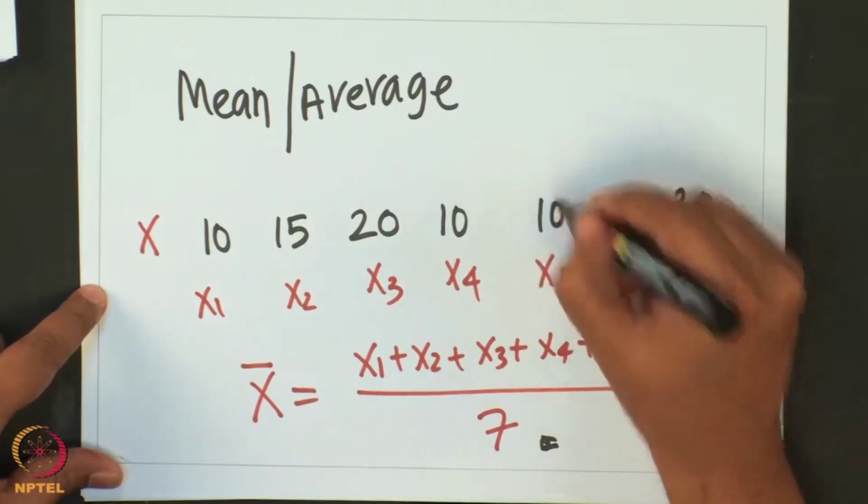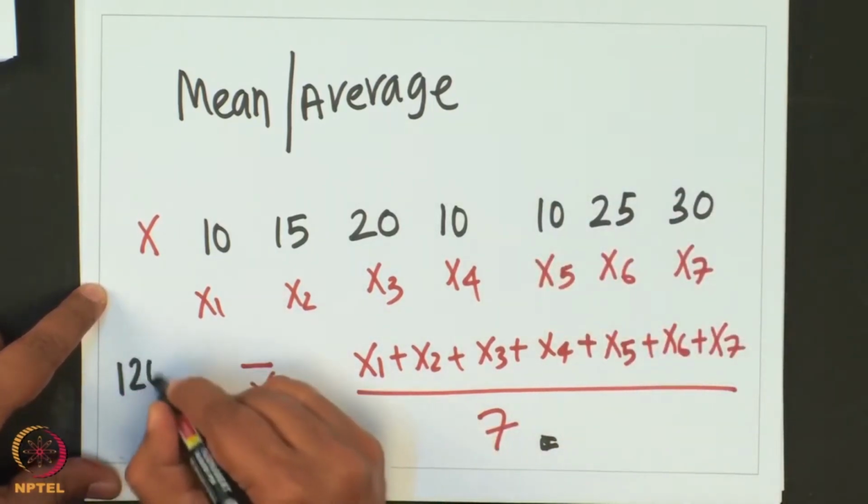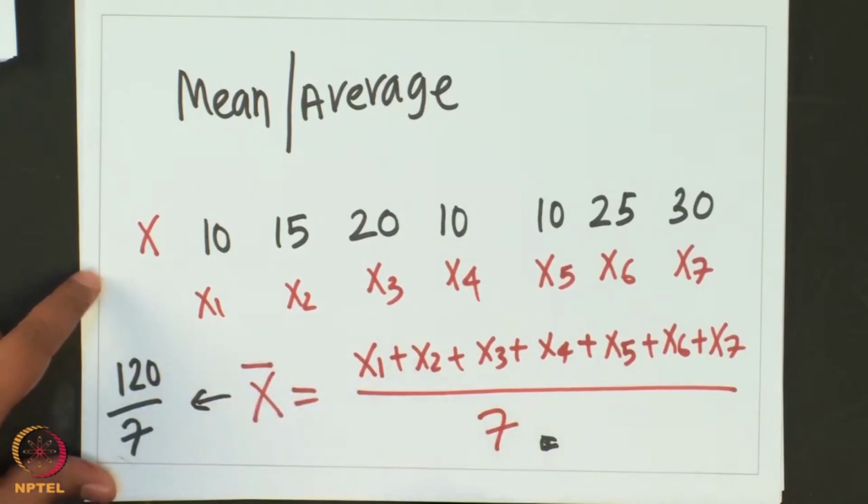So if I do this for these numbers, I would get 120 divided by 7, which is just below 20. So this is some number below 20, something between 15 and 20, and this is the mean of all these numbers. So when do we use mean?